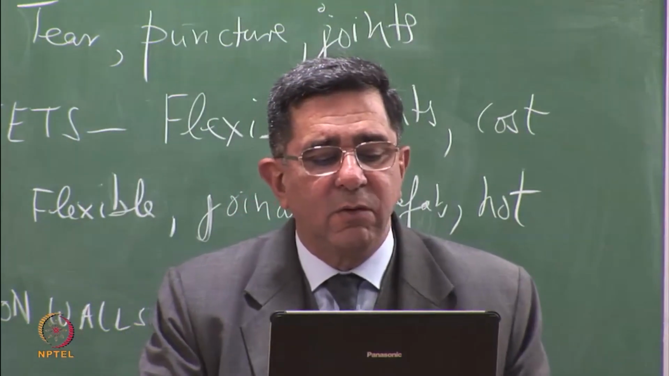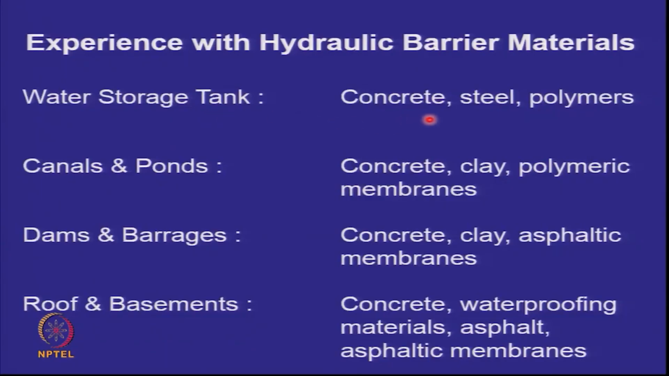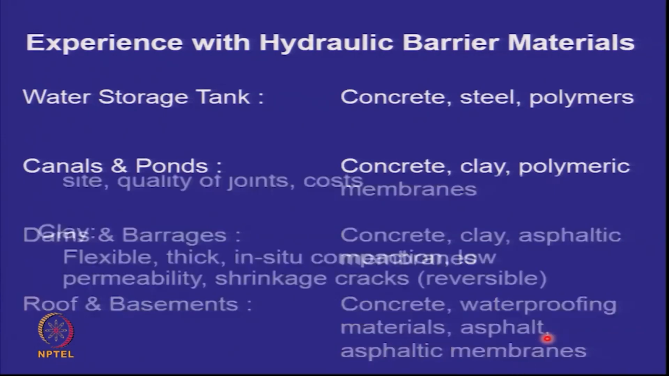So quickly, we worked with water storage tanks. You can have concrete, steel, polymers. In canals, I use concrete. I also have brick lining. I have clay. I have polymeric membranes. The word plastic, I am using polymeric here. Dams and barrages, we have concrete cores, concrete for stopping the water, clay cores, asphaltic membranes. Roofs and basements, concrete, waterproofing materials, asphaltic membranes, asphalt.